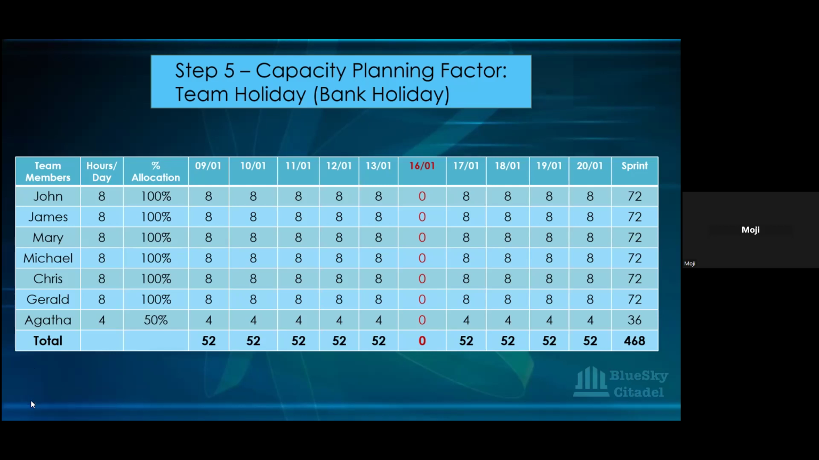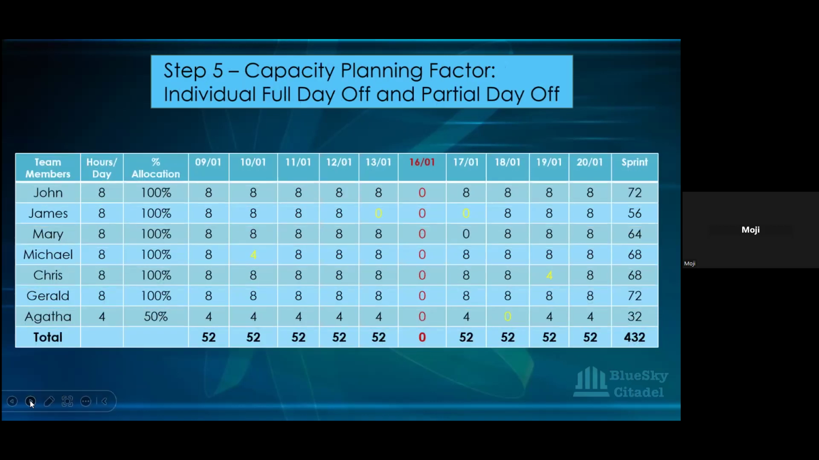So from there, we want to go on to step 5, which is looking at time that has been taken off. Apart from the team holiday, another thing we want to look at is the individual full day off or partial day off. So who are the ones that have taken days off? John has not taken any day off apart from the bank holiday, so his time is still 72. However, James has taken 2 days off. He took the 13th off and he's also taking the 17th off, the whole day. So he's taking 2 full days off. And by the time you put the zeros for those, you can see that his total hours for the sprint has come to 56.